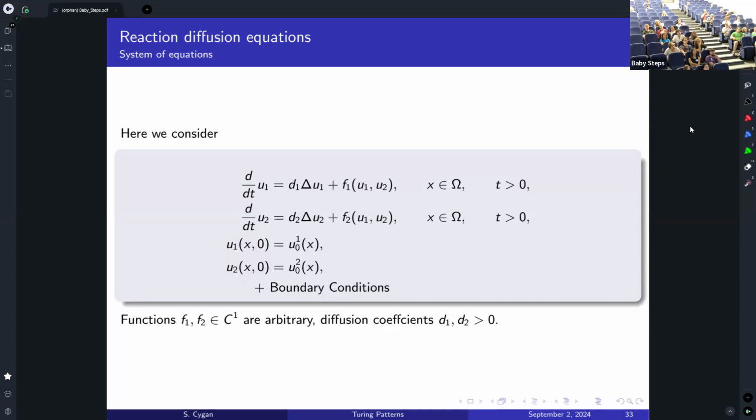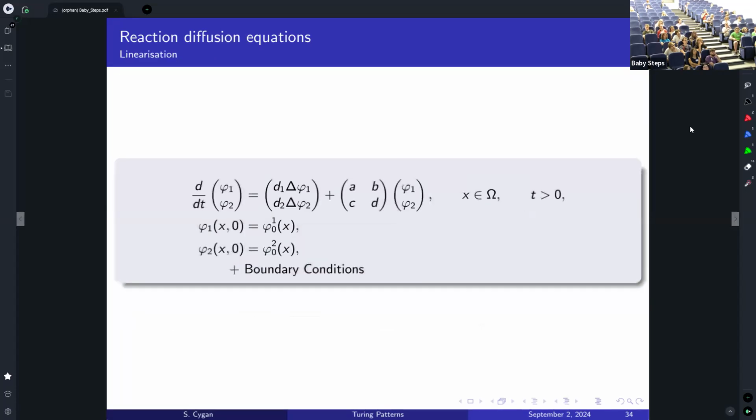And notice what happens. We will again linearize it and study the linear system of those equations, where we have the linearization matrix denoted here by a, b, c, and d. Those are real numbers. And we have two diffusion variables.